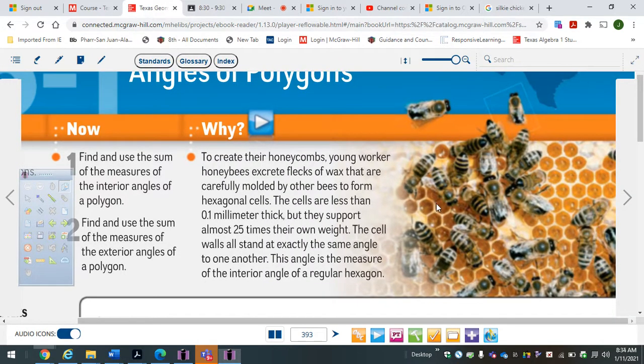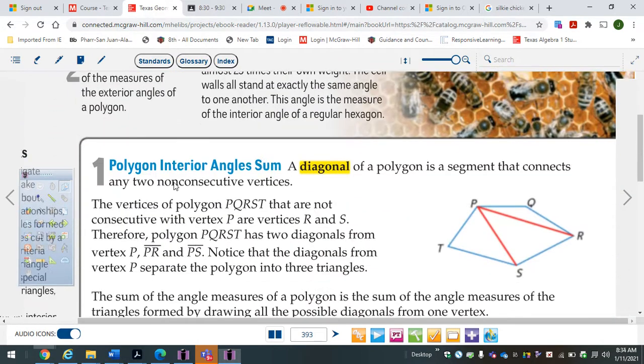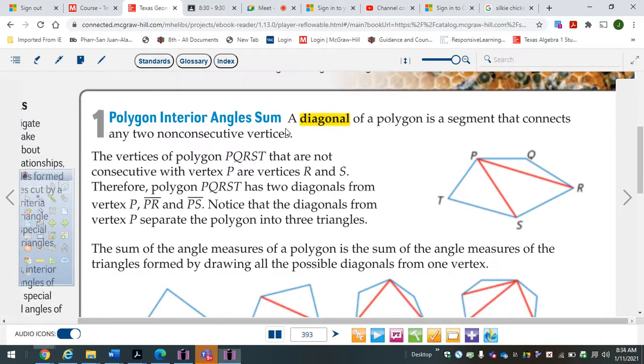Busy bees, busy bees. Okay, so here we go. Polygon interior angle sum. Okay, so a diagonal, guys. You all know a diagonal is like in a square, I guess, when you go from one corner to the other corner. A diagonal of a polygon is a segment that connects any two non-consecutive vertices. So these are vertices, you know, the corners. Now, if I want to connect this one to this one, that's not considered a diagonal, since they're consecutive, no. We'd have to skip one. They're diagonal and diagonal. We can't connect this one here because that's consecutive or next to each other, so they won't be diagonals. So there it is.